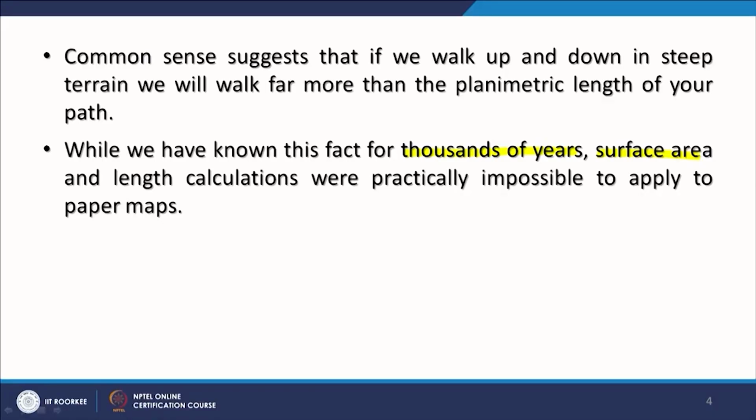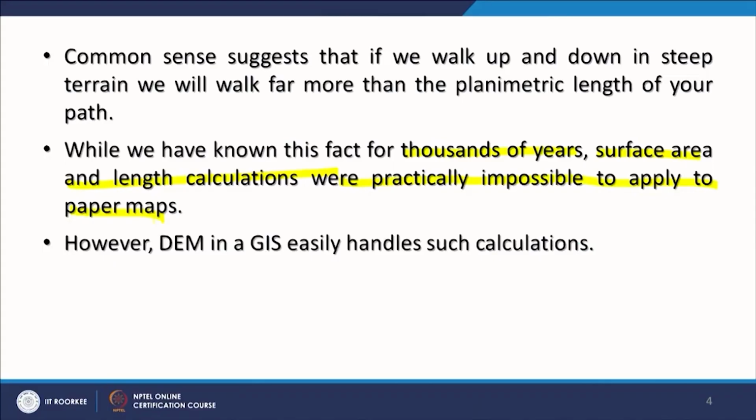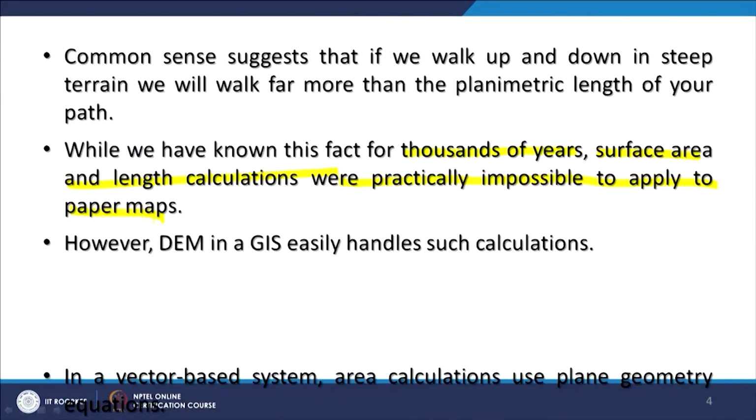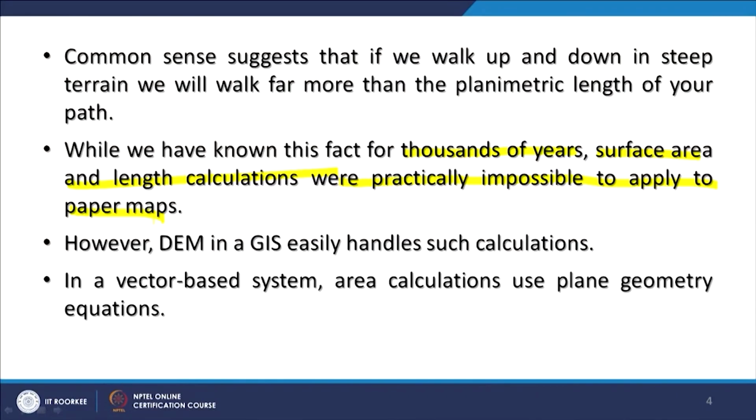So the planimetric length is always less than the surface length in hilly terrain. While we have known this fact for thousands of years, surface area and length calculations were practically impossible to apply to paper maps such as topographic maps. Using topographic maps, it was not possible to find out the surface area, planimetric area, surface length or planimetric length. But by employing a digital elevation model on a GIS platform, it has definitely become possible. GIS allows us to handle a digital elevation model and also to perform such calculations.